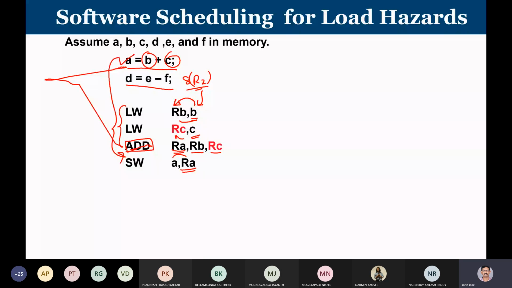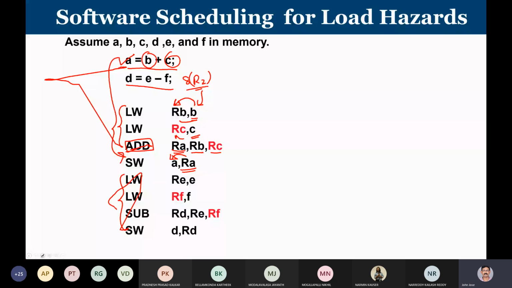Similarly, I'm going to perform D equal to E minus F. So load E, load F, and then I perform a subtraction, and then you store the result. So then these 4 instructions are going to be the replacement for D equal to E minus F. Now let me draw your attention to what is wrong. So if these instructions are going to be running in the assigned time slot, let us see what happens.